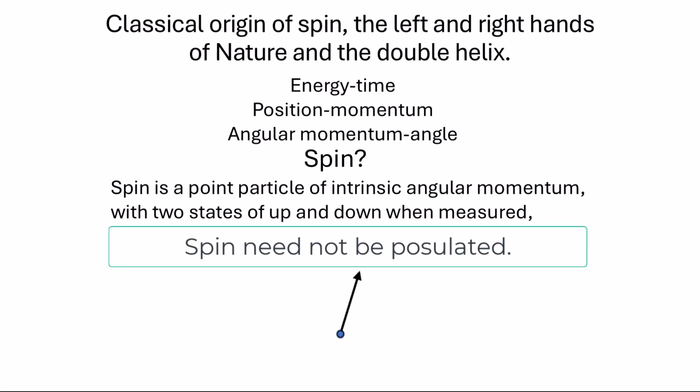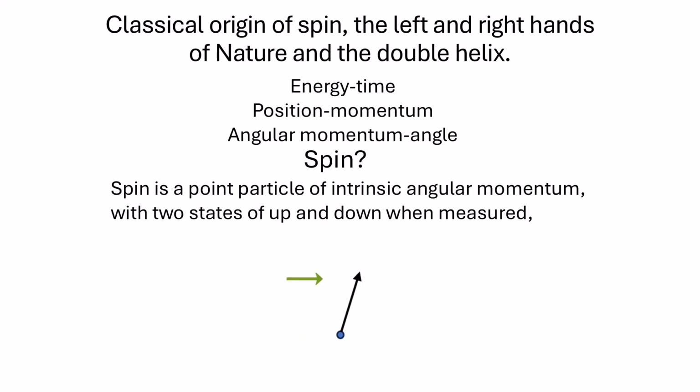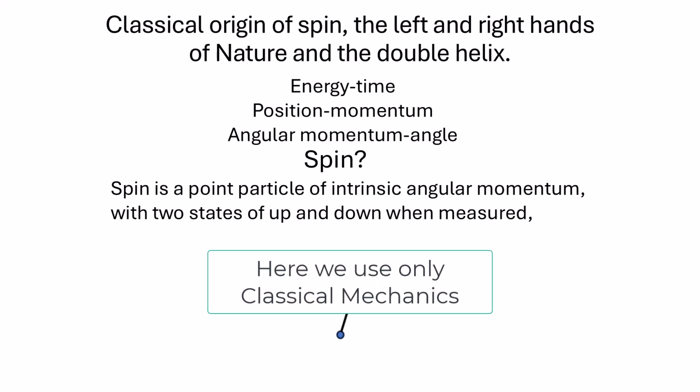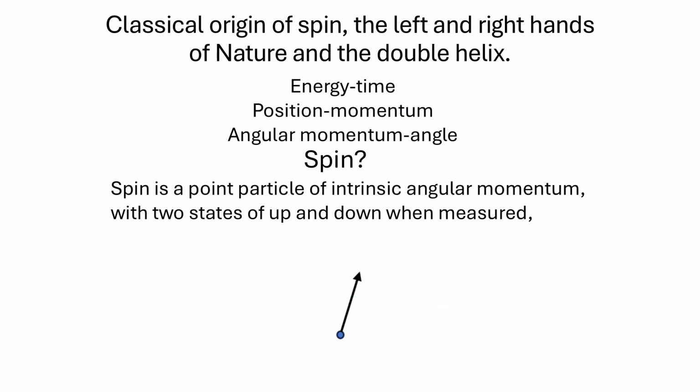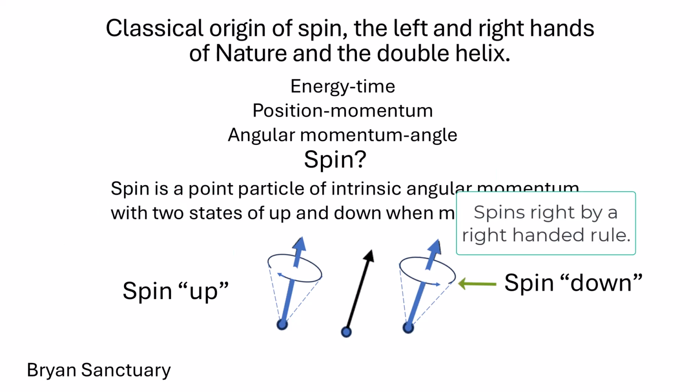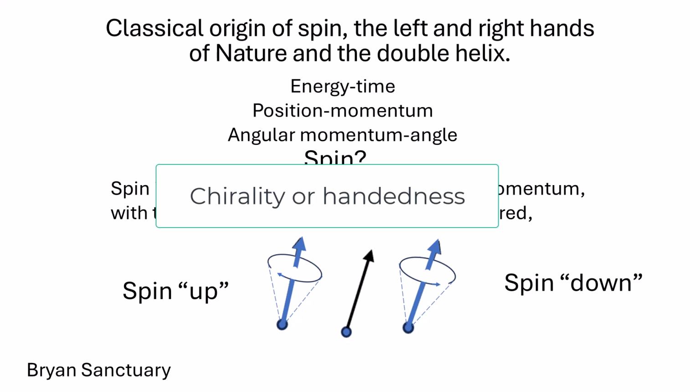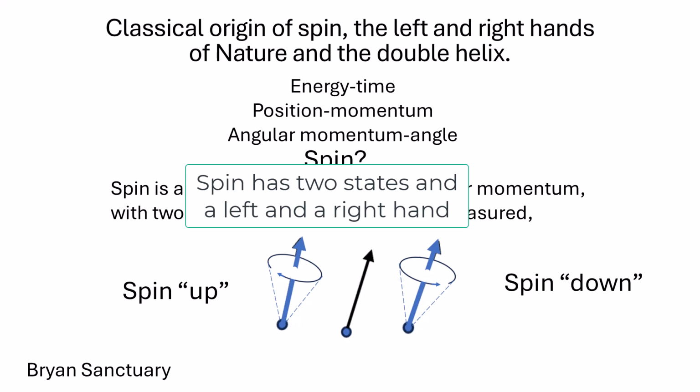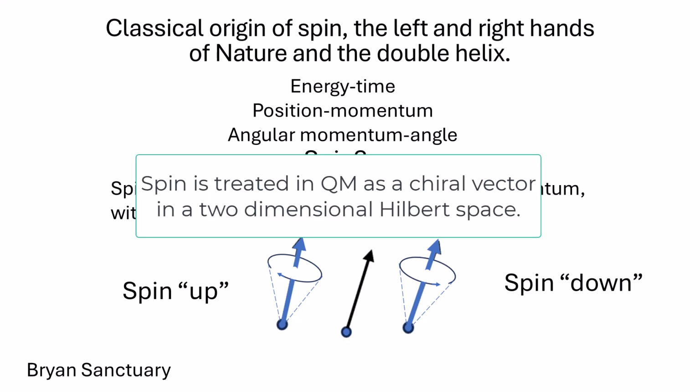We do not have to postulate spin. In quantum mechanics, spin is a point particle of intrinsic angular momentum. But we will not do quantum mechanics here, only classical mechanics. We will find a classical spin and the quantum correspondence. We get a spin up and down in a Stern-Gerlach experiment. That means one spin spins left and the other spins right. They have the property of handedness, which is called chirality after the Greek for hand. So that seems to say that spin is a two-state system and has a left and a right hand.